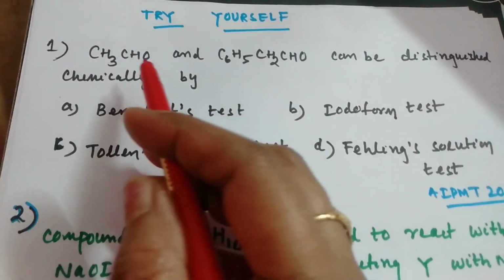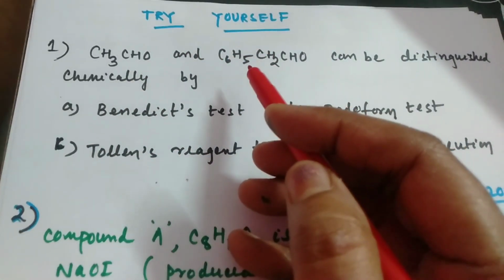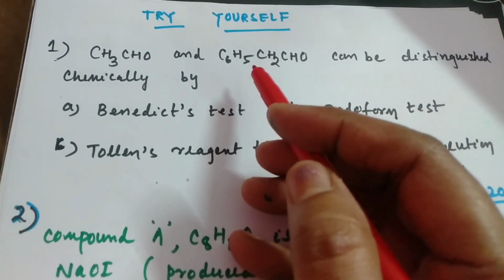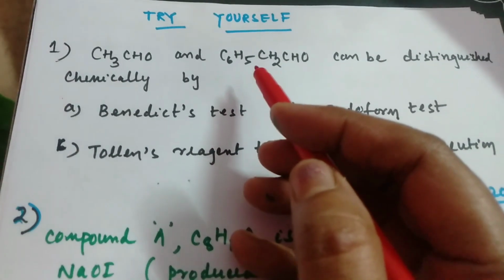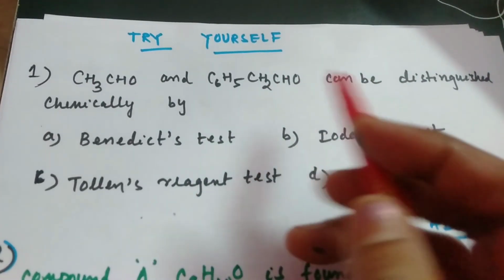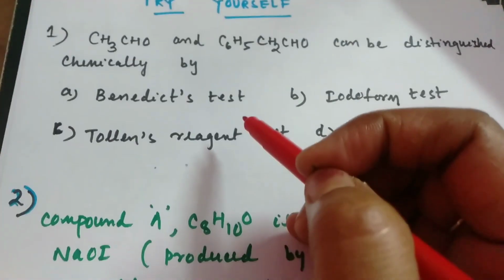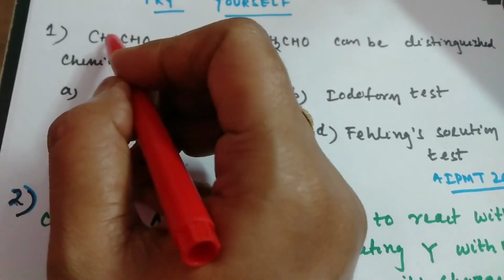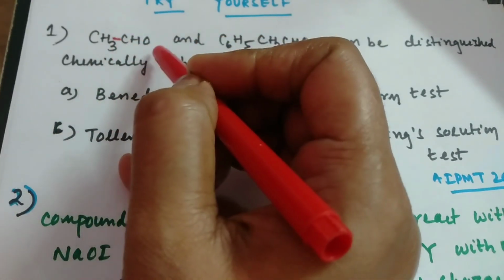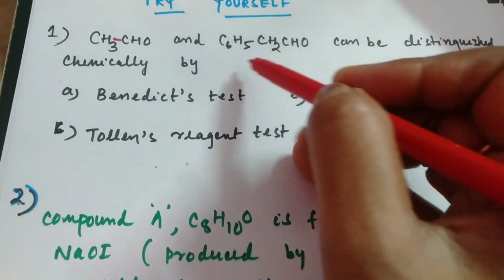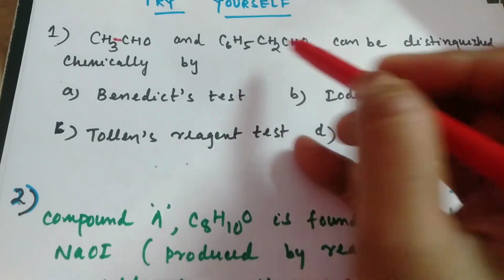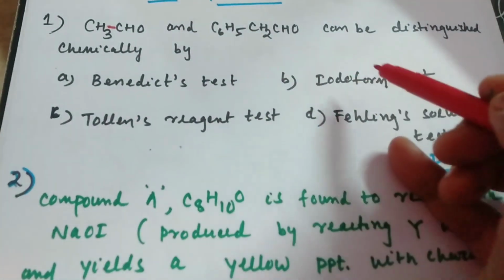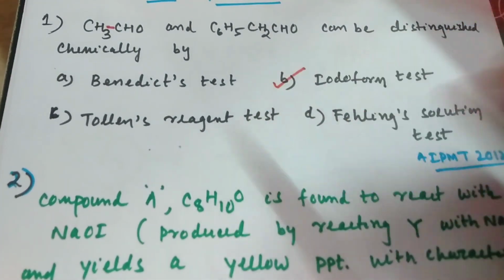See here, this is acetaldehyde and this is phenyl acetaldehyde. In between these two, they can be distinguished chemically by this type of reaction. In acetaldehyde, there is a methyl group directly attached to the carbonyl carbon, but here there is no methyl group attached to the carbonyl carbon. So these are the two compounds which can be distinguished chemically by the iodoform test.